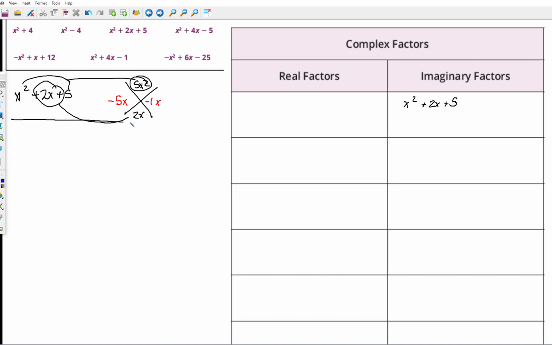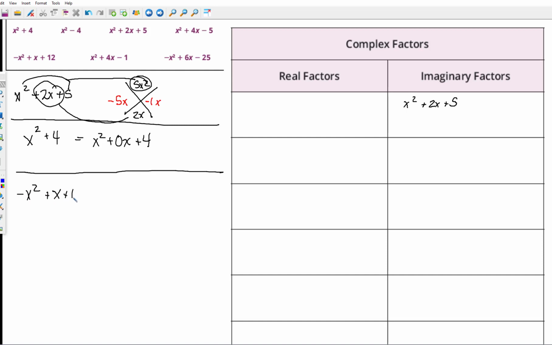I'm going to give you some hints. For x squared plus 4, this is the same thing as x squared plus 0x plus 4. And the other hint is for negative x squared plus x plus 12. When I factor out the negative, it becomes negative in front of x squared minus x minus 12. This may be easier for you to do. That's the reason I give you this choice. And y'all are going to come up with which of these have imaginary and which of these have real factors. There are fewer with real factors.